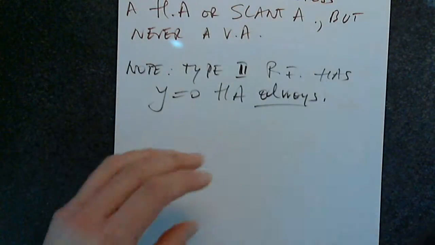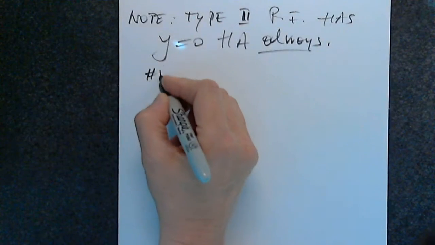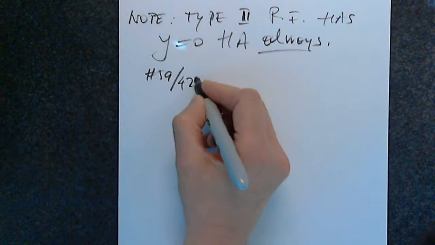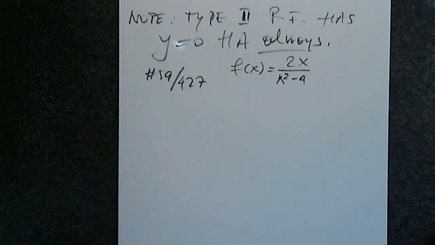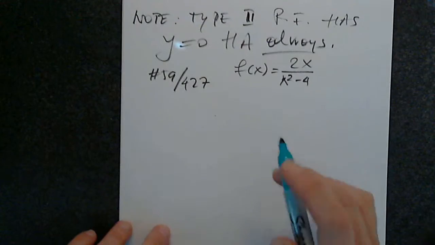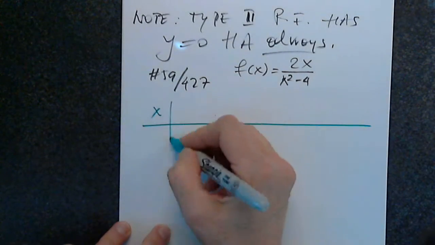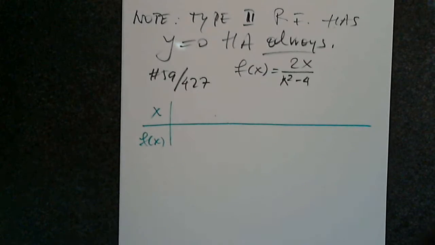So let's take a look at a rational function of type 2 this time, which will be much easier because we already know type 1. So I picked 59 on page 427, and the function is f of x equals 2x over x squared minus 4. What type is it? Is it type 2, with the degree higher in the denominator? Very good. So let's get the table going from the beginning. What will be the domain of this function?